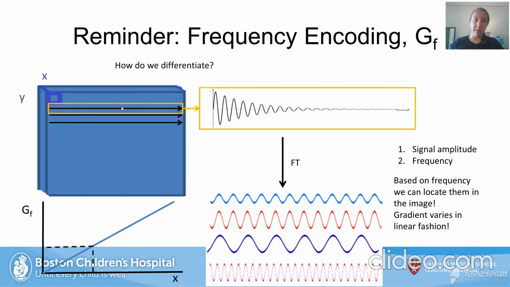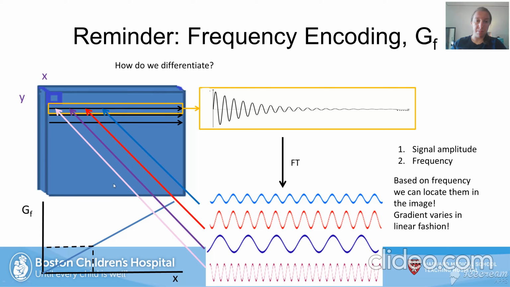And just to remind you of the frequency encoding, we'll read out a signal for each line here, so we'll do a send and receive. This is the received signal. Then we'll do a Fourier transform, and what we get from that is the signal amplitude and frequencies. So we'll get a bunch of frequencies with their corresponding signals, and based on the frequency we can locate them in the image. We know this because the gradient varies in a linear fashion, and the precessional frequency varies with the gradient in a linear fashion. So you'll have your frequencies that map back to the respective column. That's one piece of information that you need to know.